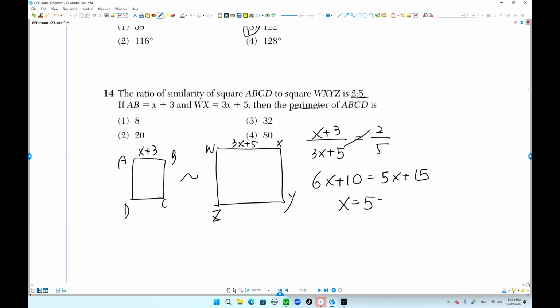So we're going to find the perimeter of square ABCD, this side. This is 8. Okay. So each side is 8, there are 4 sides. 8 times 4 is 32, that is the answer, okay?